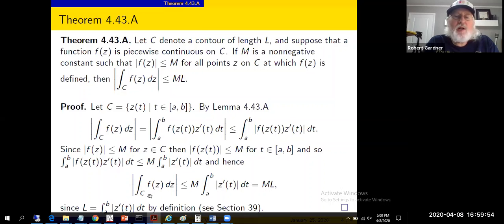So we've got the inequality. The modulus of the integral is less than or equal to M times this particular little integral. And that little integral there represents L, the length of contour C. So there you go, the modulus of the integral is less than or equal to M times L, as claimed.